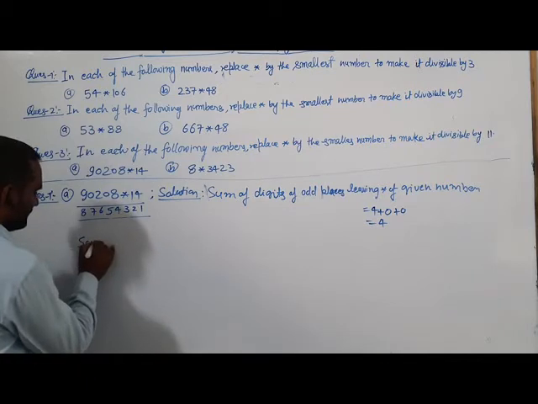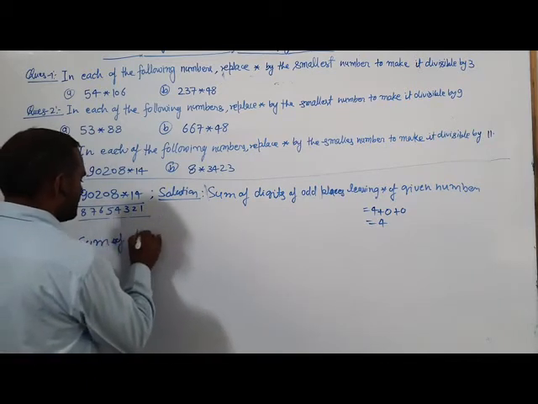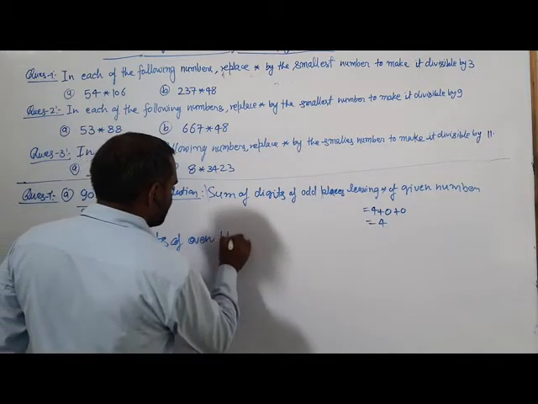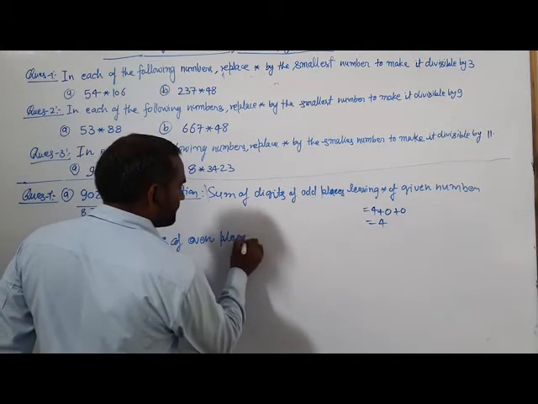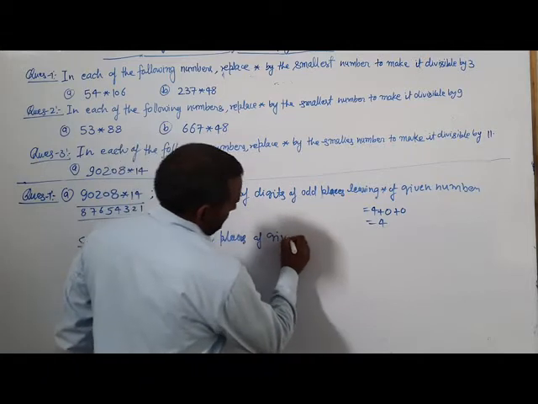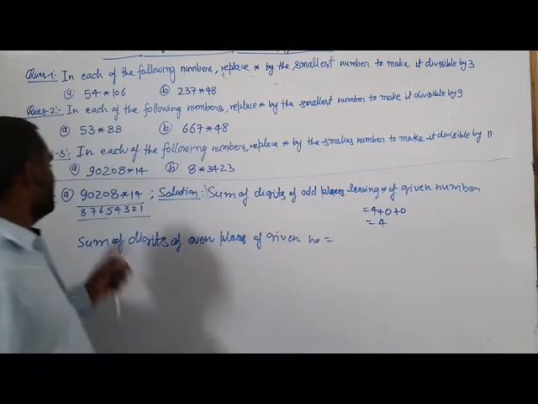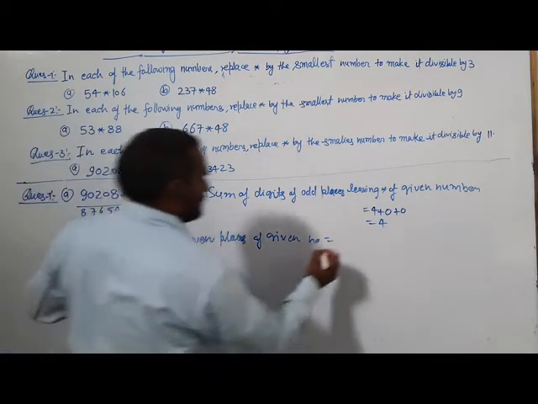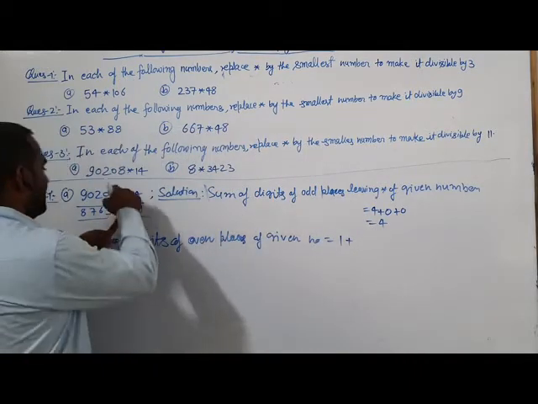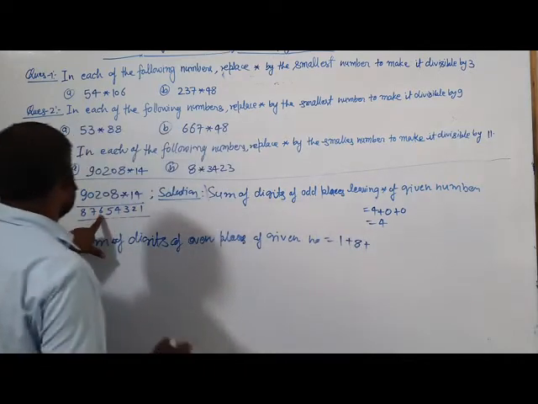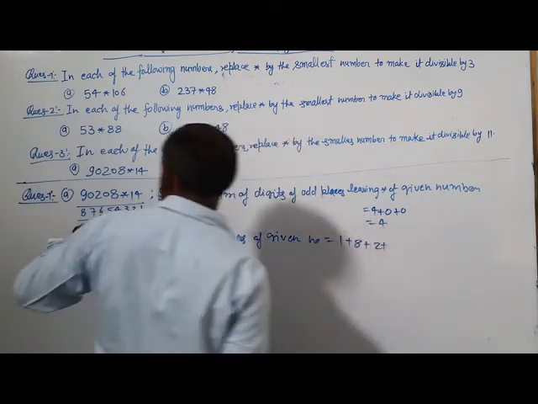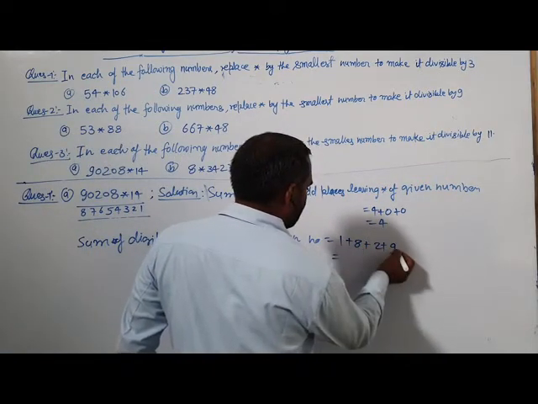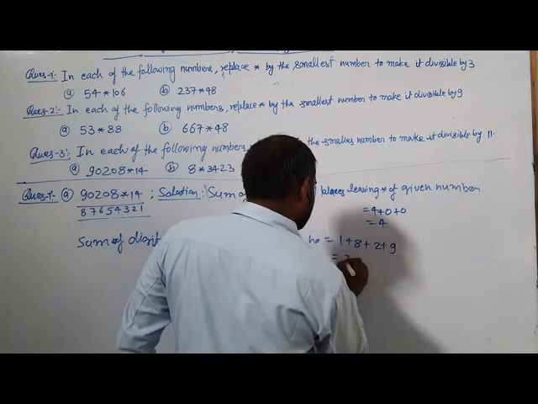Sum of digits of even places of the given number is equal to: the second place is 1, plus 4, 8, plus 6, plus 8, plus 9. Adding all this gives 20.